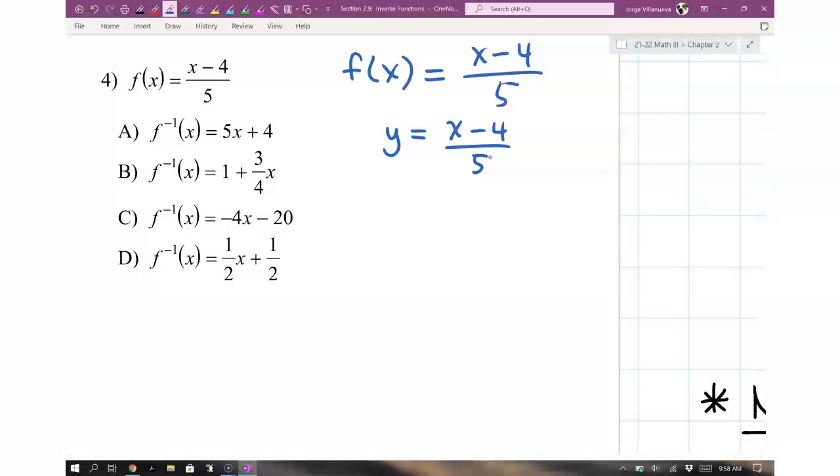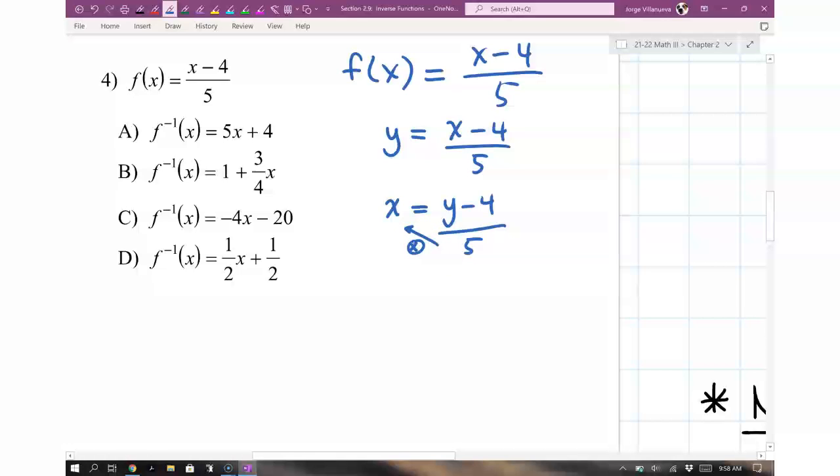All right, switch the y and x. So I get x equals y minus 4 over 5. What's step 3? All right, I got you. Multiply by 5, yes, but step 3 says to solve for y, which is exactly what you said, right? We're going to want to multiply by 5.